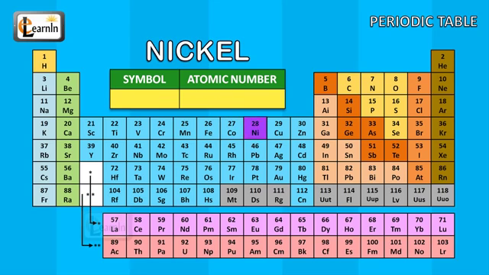The element nickel is represented as Ni and has an atomic number of 28. The element copper is represented as Cu and has an atomic number of 29. The element zinc is represented by Zn and has an atomic number of 30.